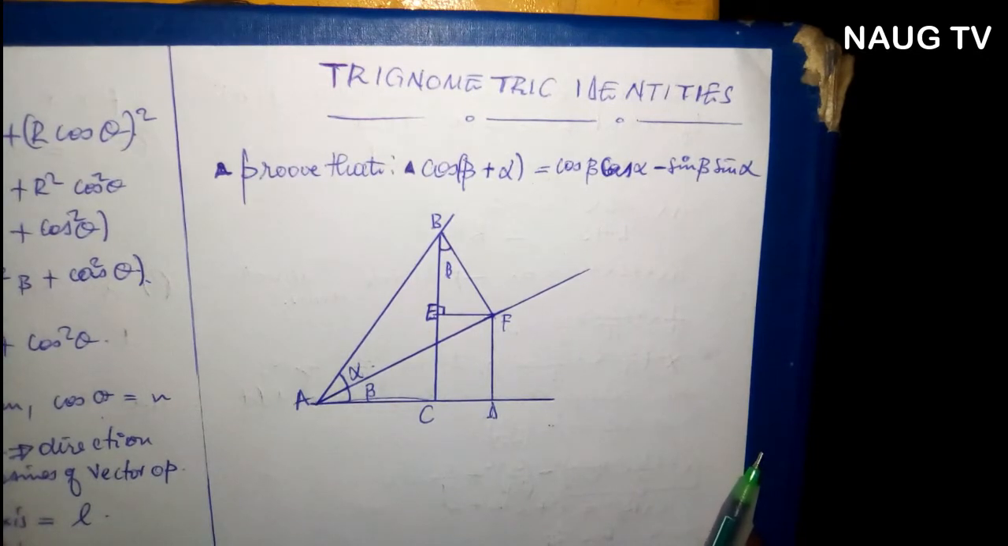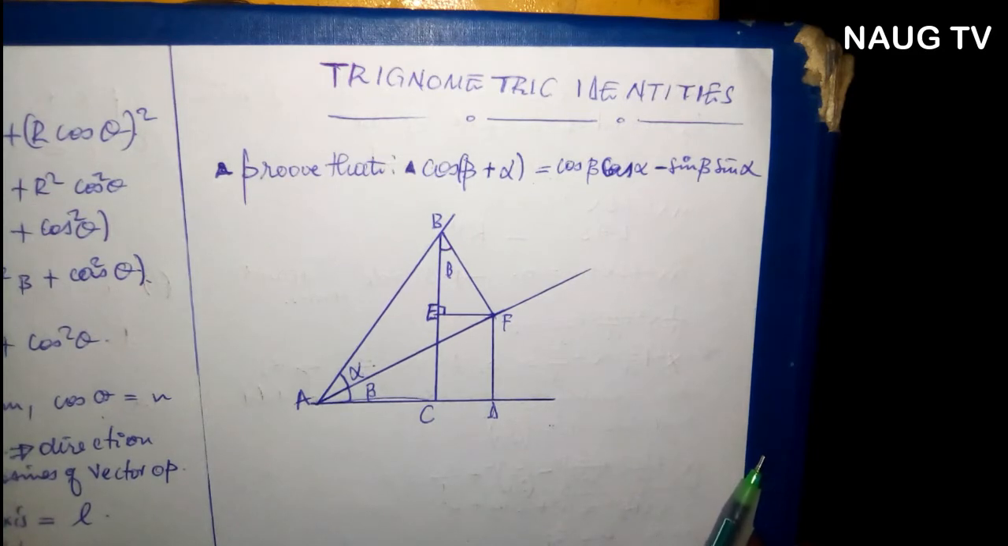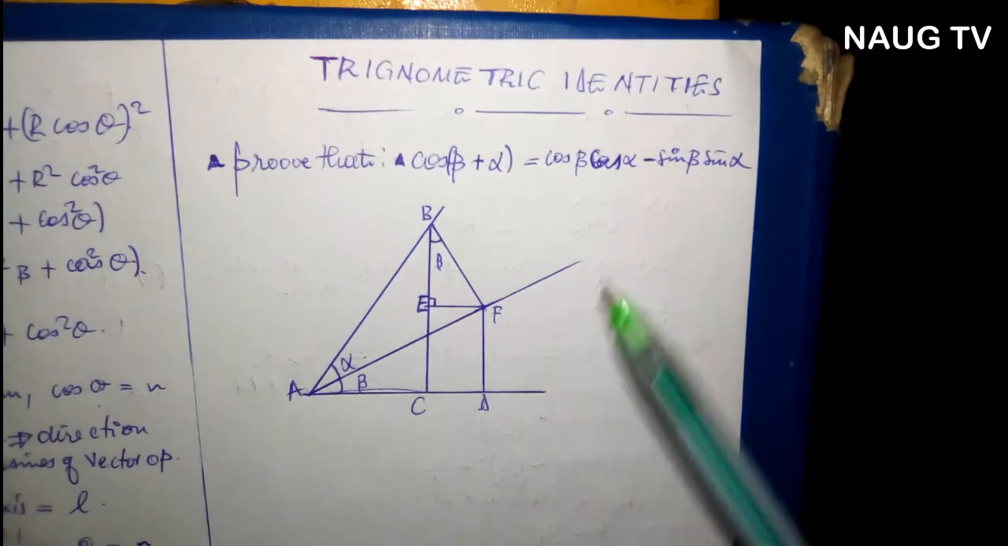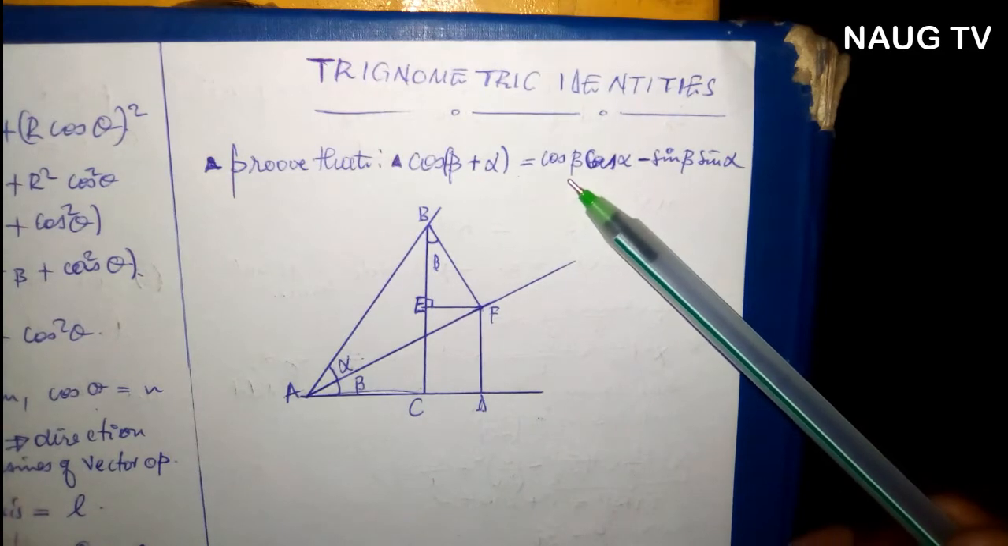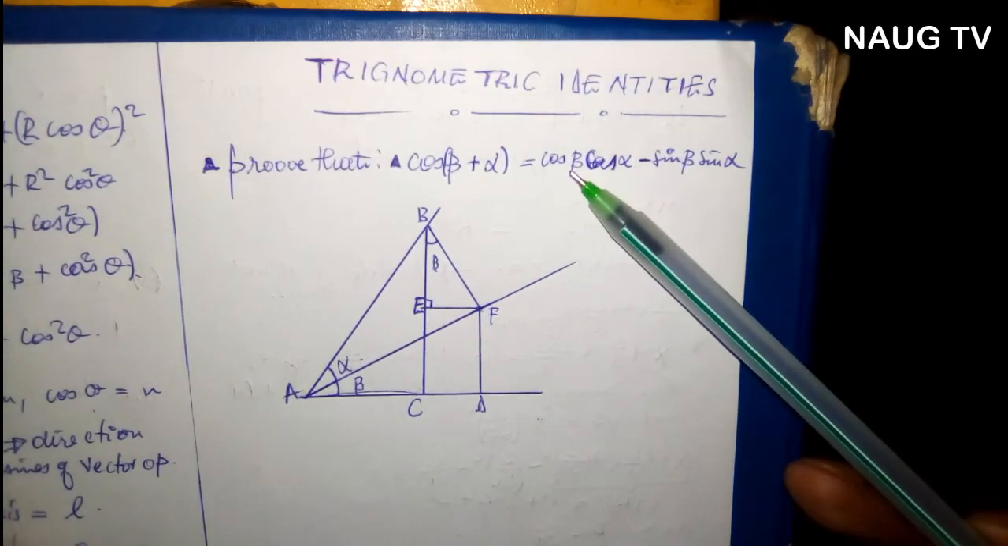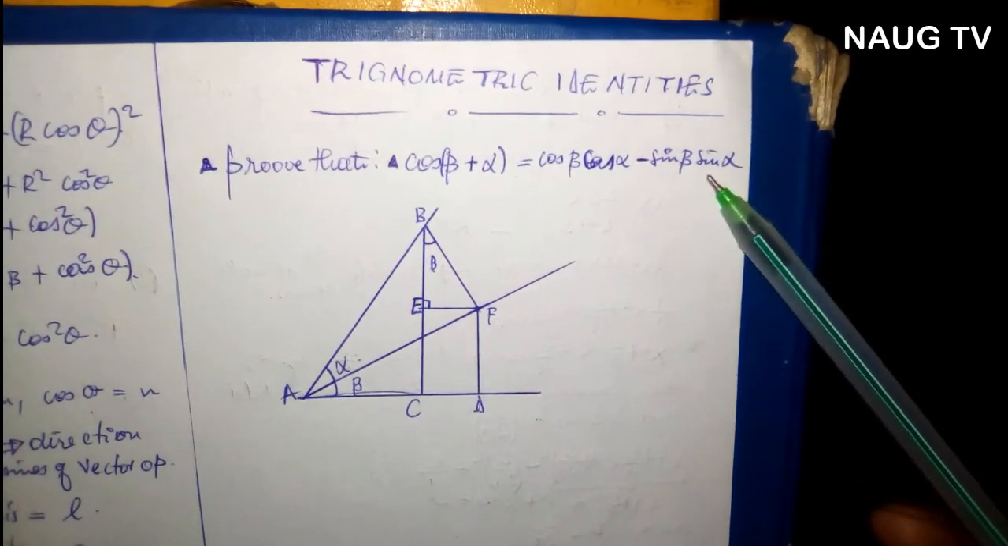Today we are going to see how we can prove trigonometric identities. Today we are going to see how we can prove cosine beta plus alpha, which is equal to cosine beta cosine alpha minus sine beta sine alpha.